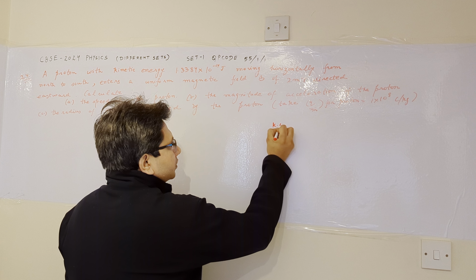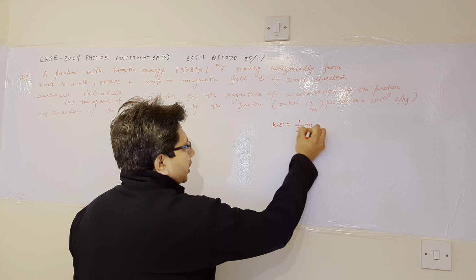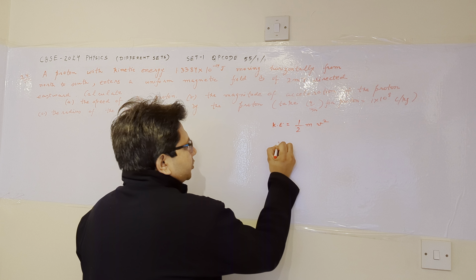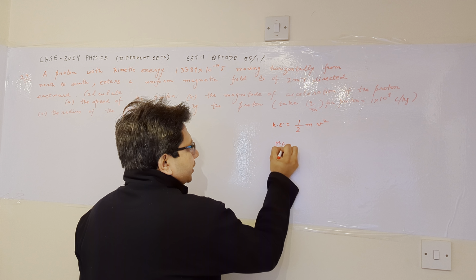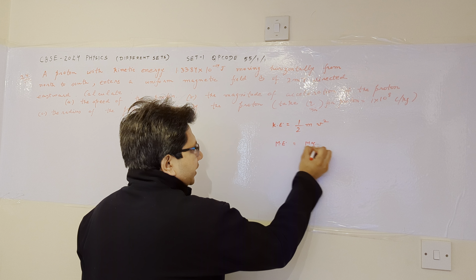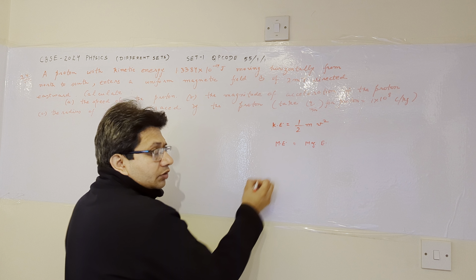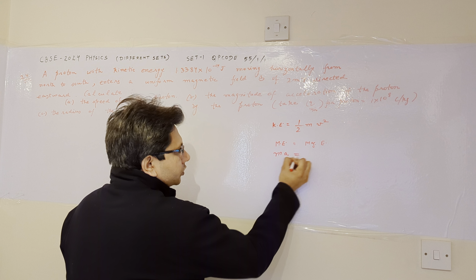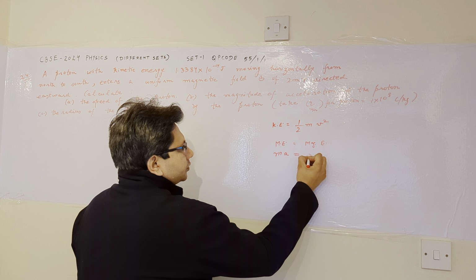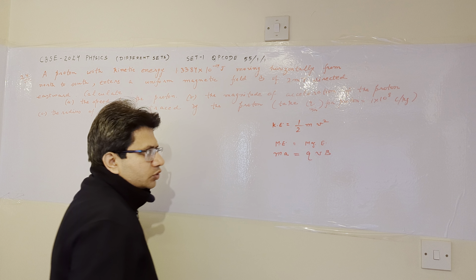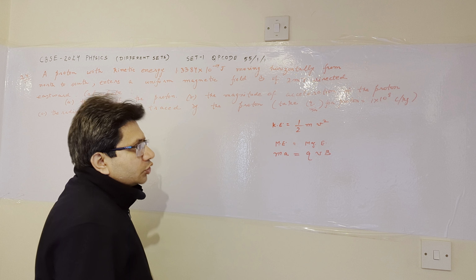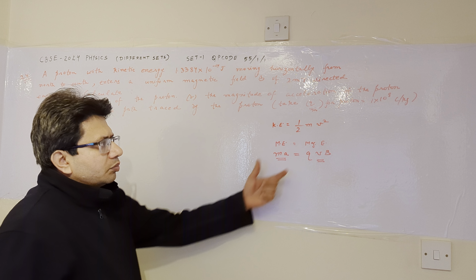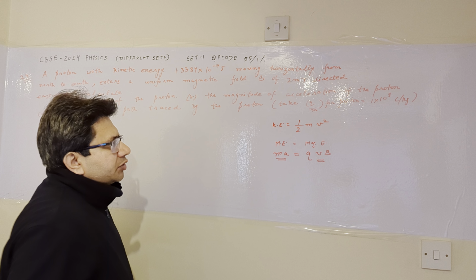First one is the relation between kinetic energy, mass and velocity, that K equals half mv square. Second concept is that the mechanical force is equal to the magnetic force; in other words, mass times acceleration, which is force, is equal to qvB, the magnetic force. Basically, this is the balance of force: the mechanical force provides the magnetic force. So this is the second concept used here.